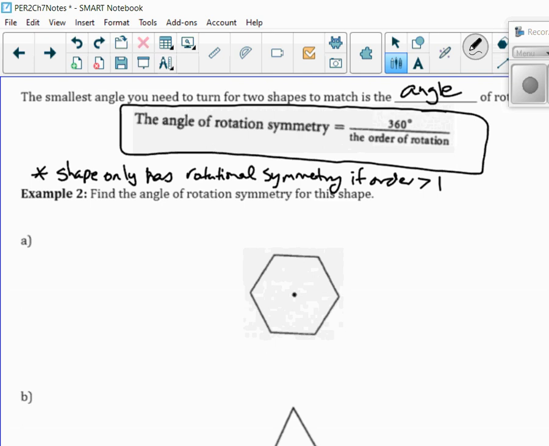Okay, so if I were to do this, again, tracing paper, you don't have to. Some people can just visualize it here. I'll group it. And 1, 2, 3, 4, 5, and 6. That means my order equals 6, and my angle of rotation is 360 divided by 6 gives me 60 degrees.